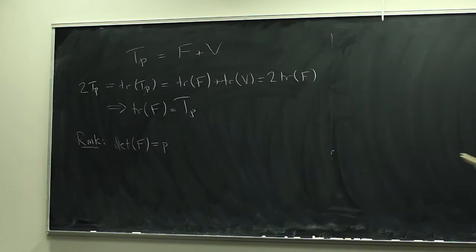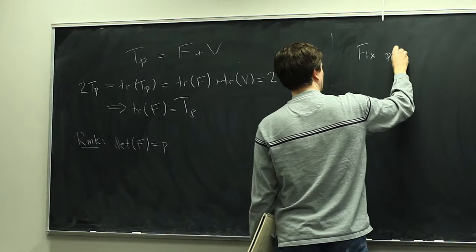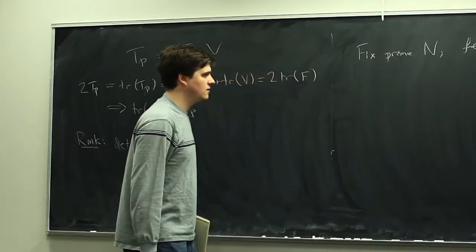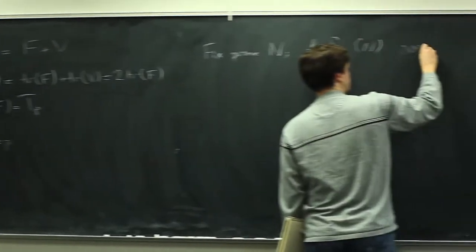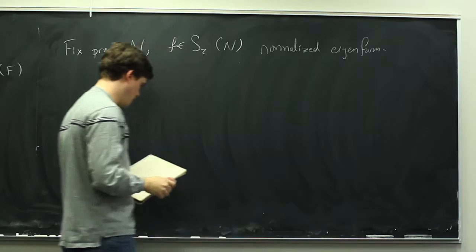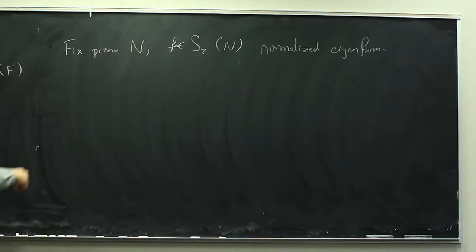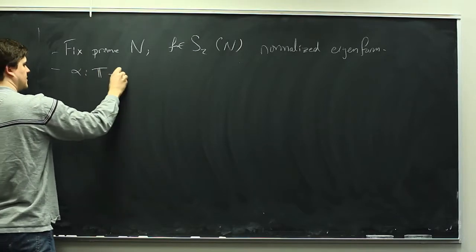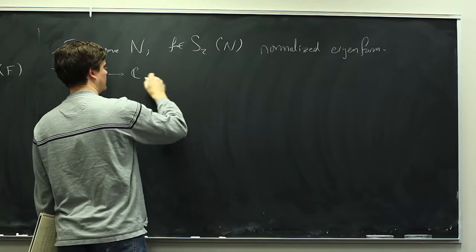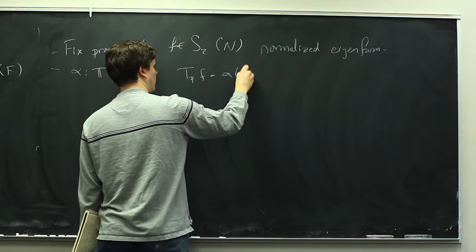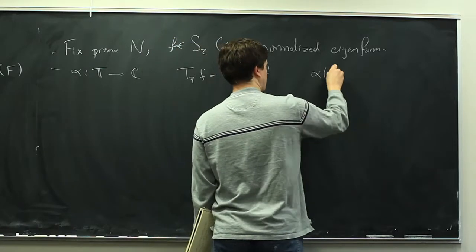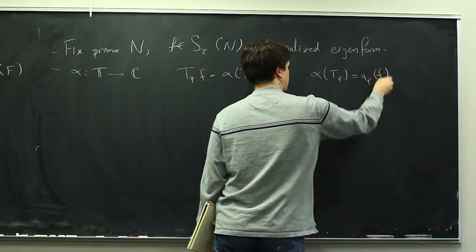Okay, so we're now going to fix a prime number N. And we're going to let f be a weight 2 cusp form for Gamma_0(N), a normalized eigenform. Okay, so I'm going to let alpha be the homomorphism from the Hecke algebra to C that gives the eigenvalues of f. So this is defined by T_p acting on f is equal to alpha of T_p times f. And it's also the case that alpha of T_p is equal to a_p of f, since f is normalized.